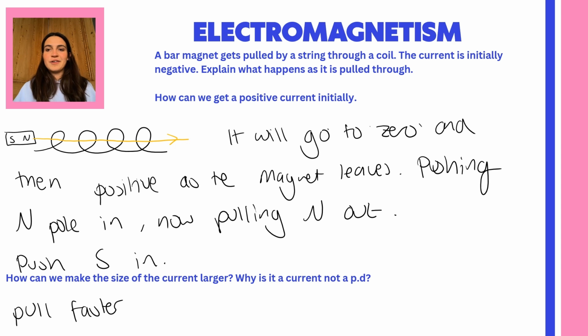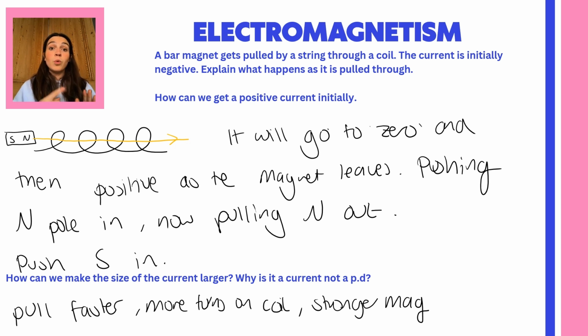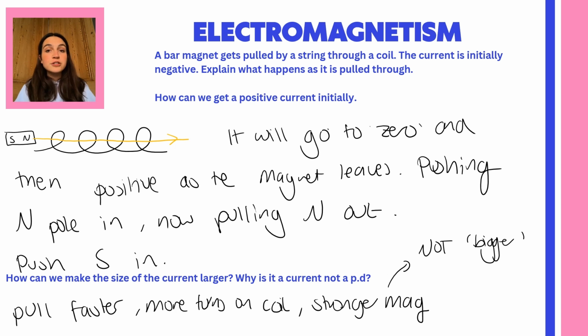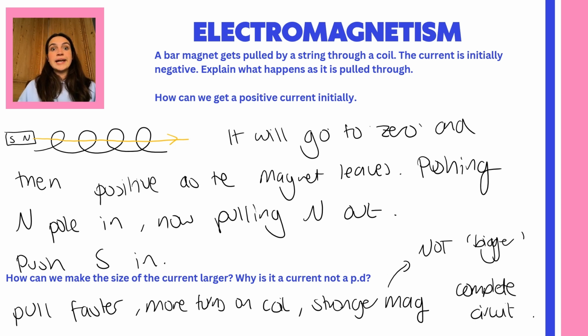So to make this current larger, maybe you could pull it through faster, so a faster cutting of the field lines, or you could add more turns on the coil, not more coils, more turns on the coil, or a stronger magnetic field, not bigger, but stronger. And why do I have a current, not potential difference? Clearly, I have a complete circuit here, which is giving rise to a current.